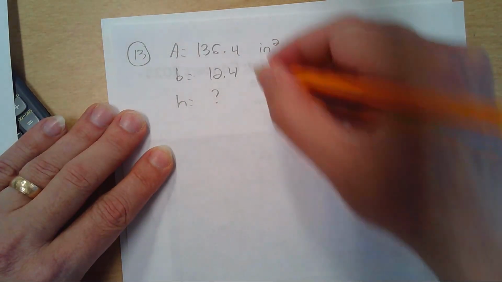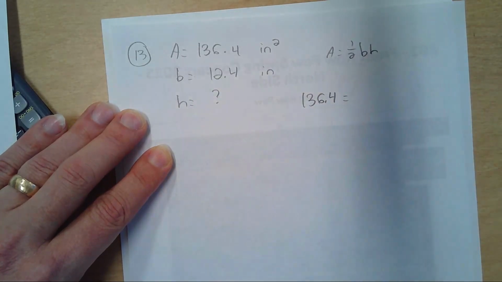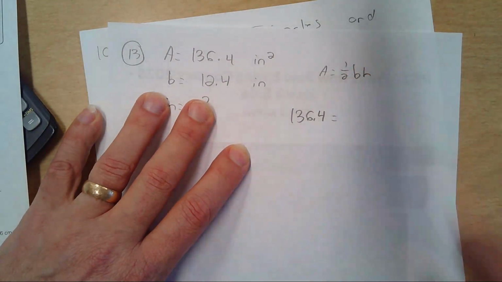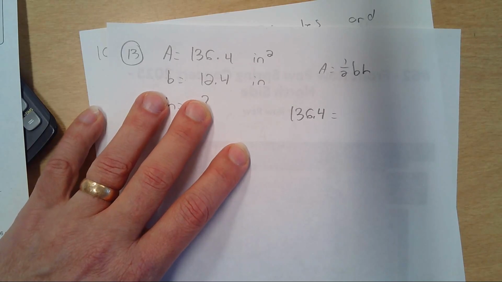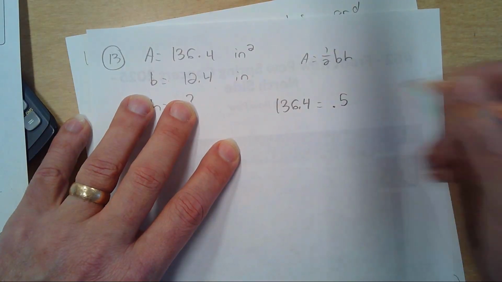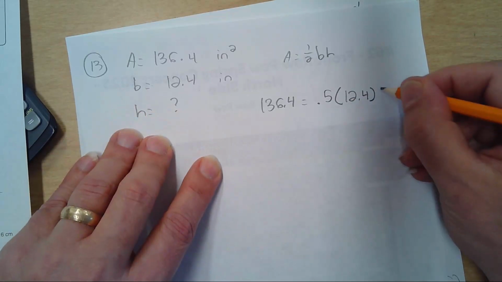So I know the area, 136 4/10. Since I'm working in decimal form here, I'm just going to call 1/2 0.5 for our purposes, because we're operating with decimals in this situation. So 0.5 times the base, which I know is 12 4/10, times the height.